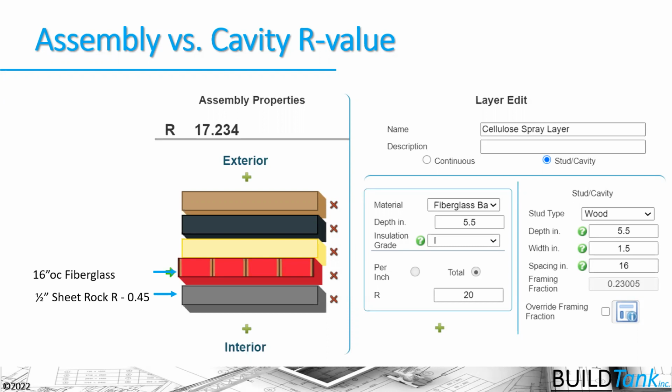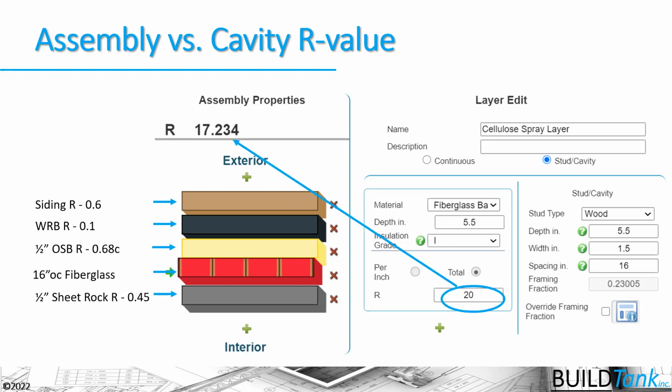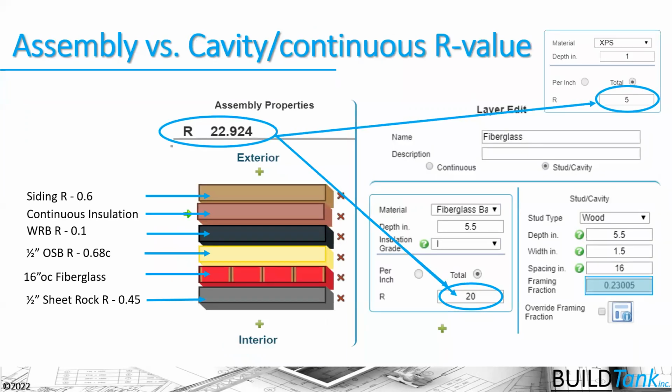So in this case, I have sheetrock and fiberglass batt. I've got OSB, I've got weather resistant barrier and siding materials. I've put into the software that we're using R20 cavity insulation. And with that assembly, taking into account the framing factor, which is about 23% here, that cavity insulation is actually reduced to an R value of about 17. And then if I add exterior continuous insulation, I get that 22 and a little bit more.